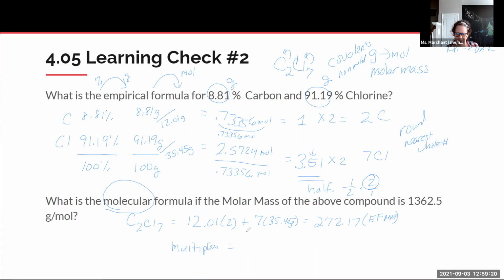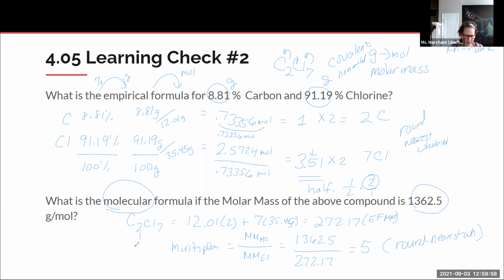To find the multiplier, we take the molecular formula's molar mass divided by the empirical formula's molar mass. Molecular formula's molar mass, 1362.5. Empirical formula's molar mass, 272.17. 1362.5 divided by 272.17, and my multiplier is 5. For this one, always just round to the nearest whole number. So my multiplier is 5.